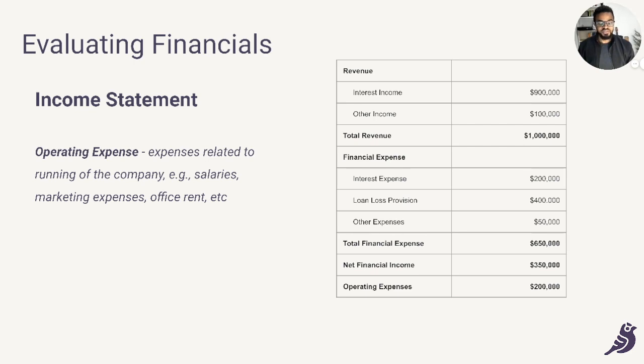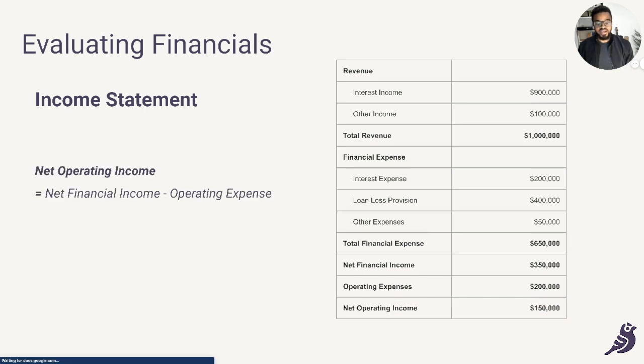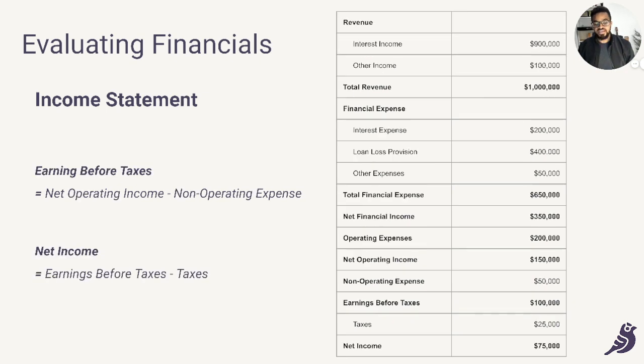With this information, the total operating expense is calculated. And with this, the net operating income is calculated by taking the total operating expense from the net financial income. This net operating income represents a company's income after operating expenses are deducted. Next, any non-operating expenses are taken out, for example, foreign exchange losses, and taxes are taken out to give net income.